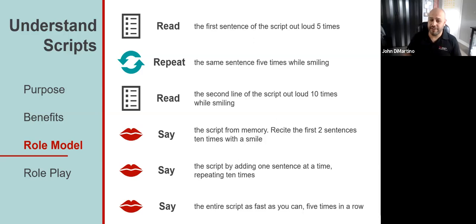And then you're going to read it another 5 times, but this time with a smile on your face. Kind of sounds weird saying read with a smile on your face, but that smile does come across in your voice when you're speaking. Have you ever called someone and they say, hey, it's a great day at Keller Williams, how are you today? You can hear the smile in their voice. Or, it's a great day at Keller Williams. How are you? You can hear that also. So the second step is to repeat the same sentence 5 more times with a smile on your face. And you'll notice a difference in the tonality of your voice when you speak with a smile.